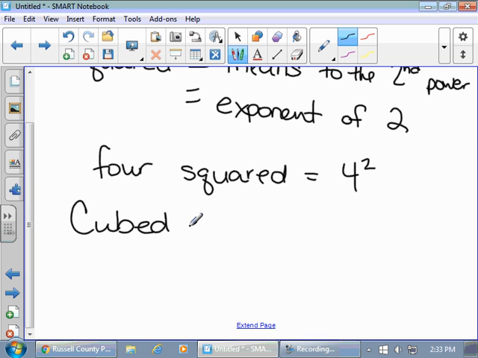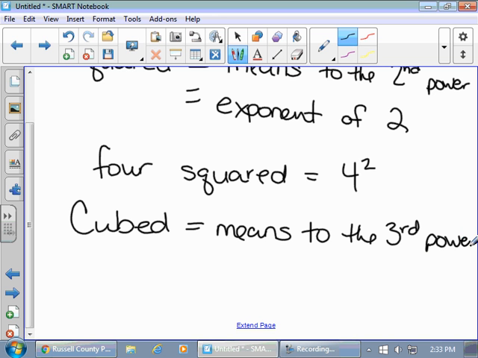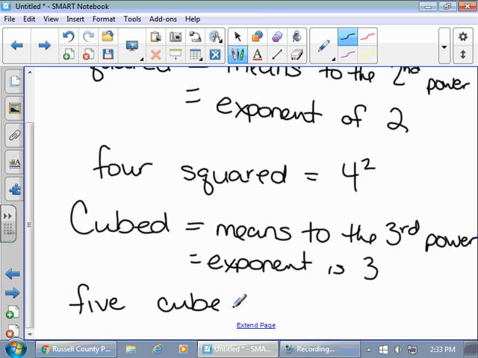Cubed means to the third power. And that means my exponent is 3. So if I said I have 5 cubed, that means 5 to the third power. Volume is always in cubic units because when you do volume, you're measuring length, width, and height. So you're multiplying 3 units. So that's where you get cubes.